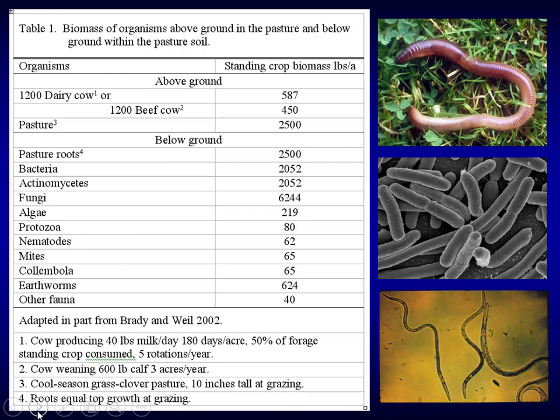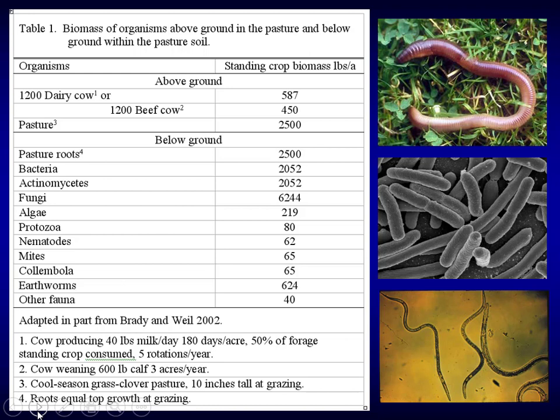Actinomycetes, which are similar to bacteria. We've got fungi, algae, protozoa, nematodes, mites, other insects, and earthworms, all present in the soil. Dung beetles are all part of this ecosystem underneath the soil. They all play an important part in soil and nutrient cycling within the system, and sometimes we forget to talk about that. We're not going to spend a lot of time on this today. This is about the only slide you're going to see on that. But it's important to remember that the soil has a living component to it.